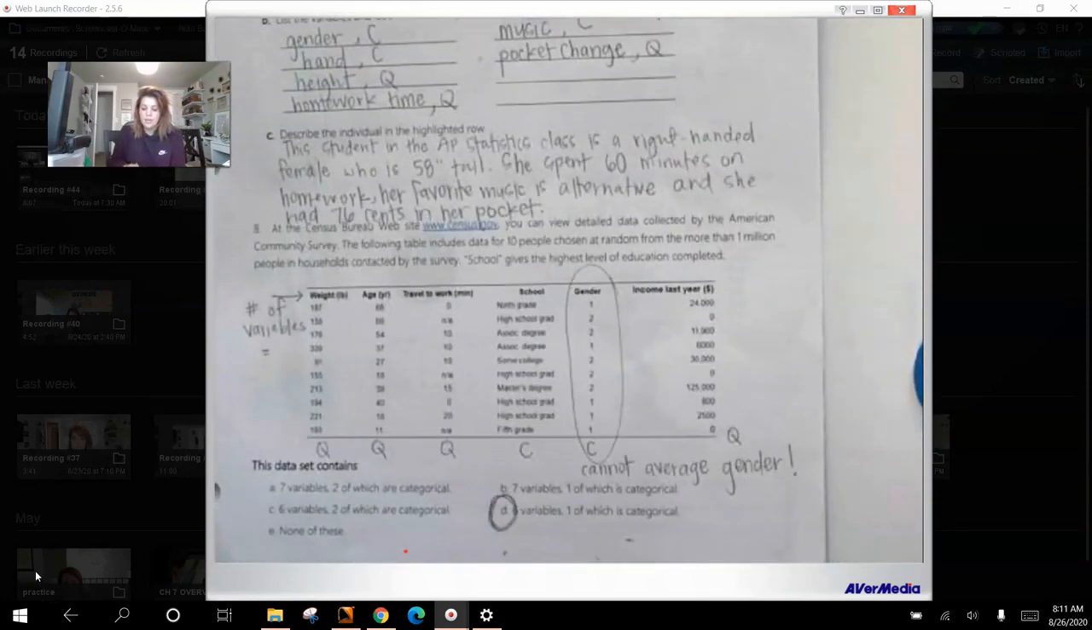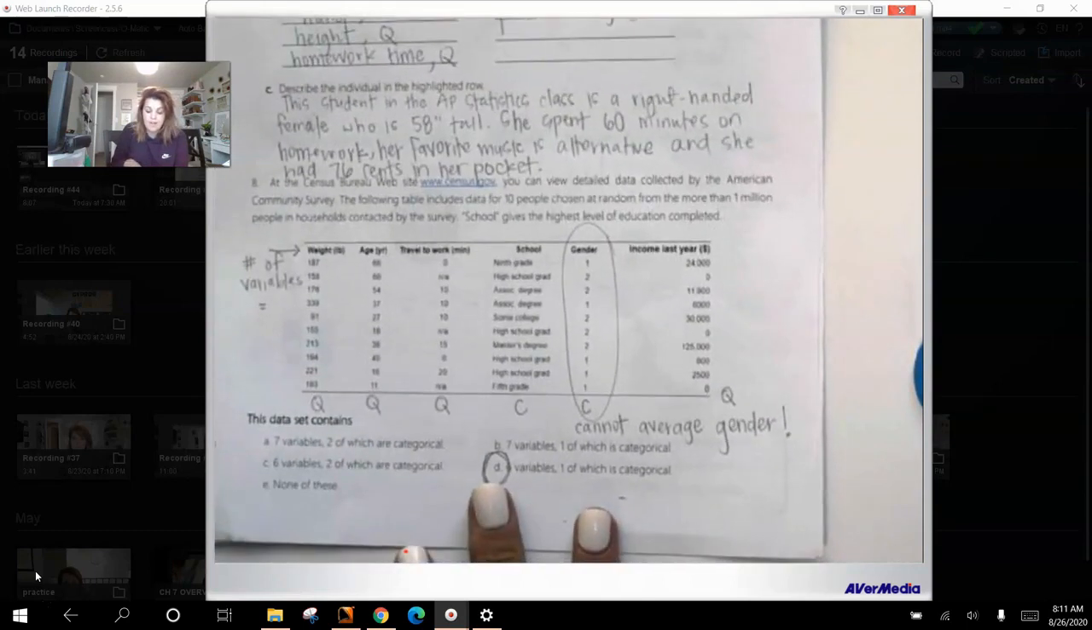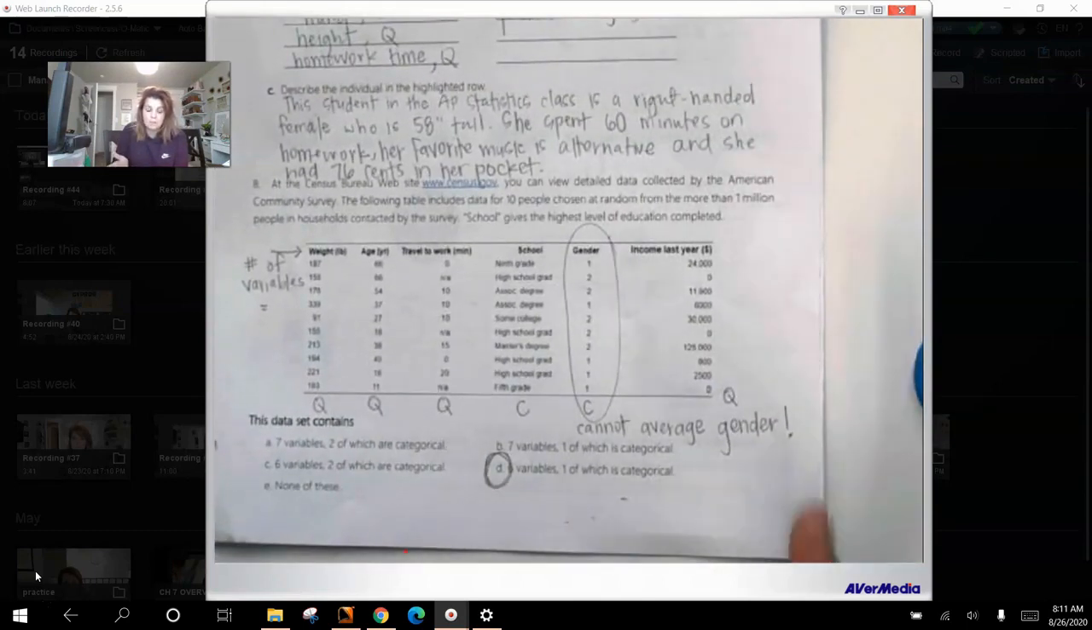Okay, and then the last one is at the Census Bureau, you can view detailed data collected by the American Community Survey. The following table includes data for 10 people chosen at random from the more than 1 million people in households contacted by the survey. School gives the highest level of education completed, and then they want you to go through and identify how many variables and which type of each.